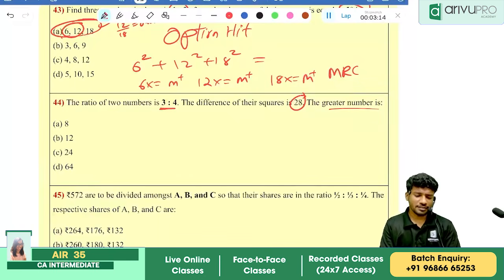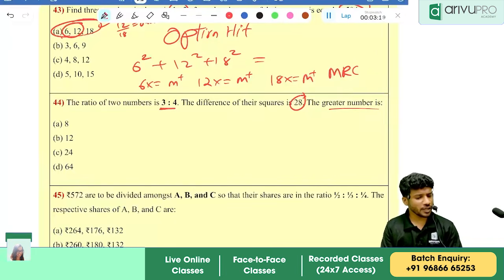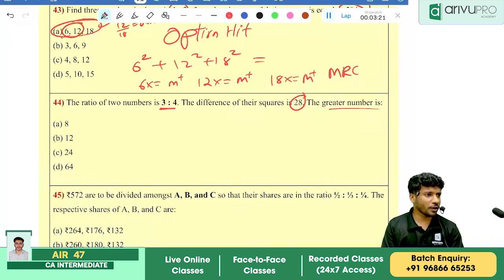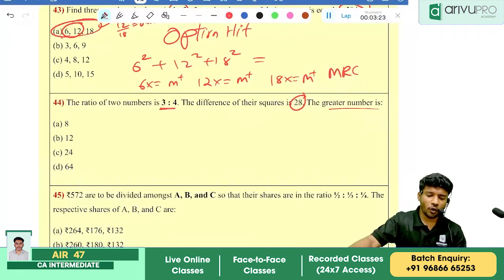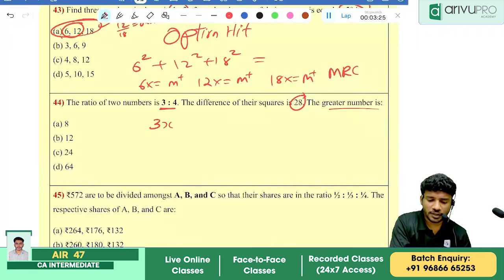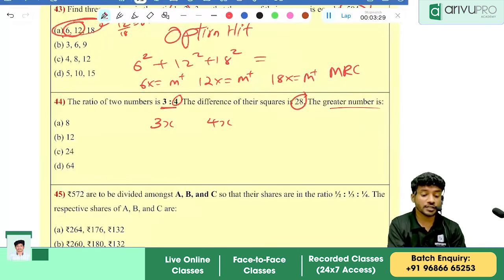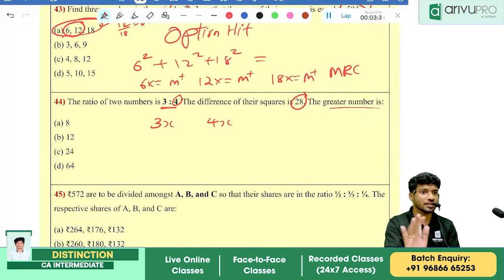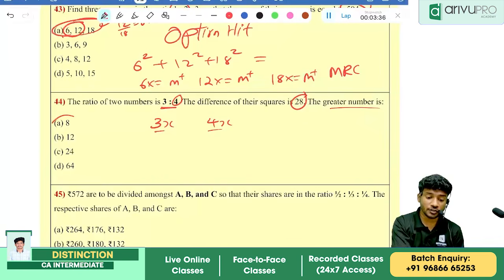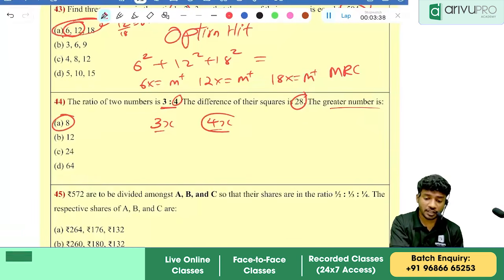Now, people, we can use different methods. Either you can use option hitting, if you are good with it, or you will assume the first number is 3x. The second number is what? 4x. Okay, fine. 8 is the answer. Okay, this is one method. Now, if you are going for option hitting, I will assume that the greater number is what?